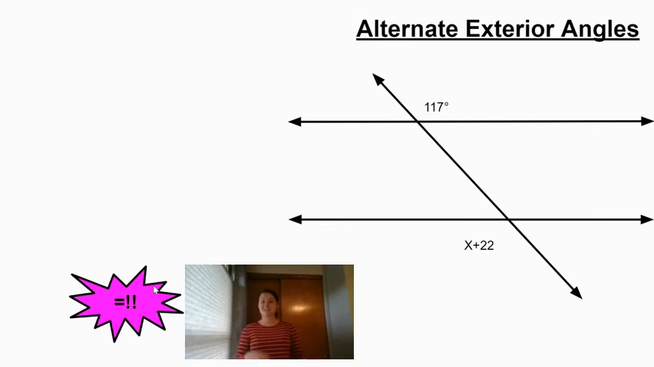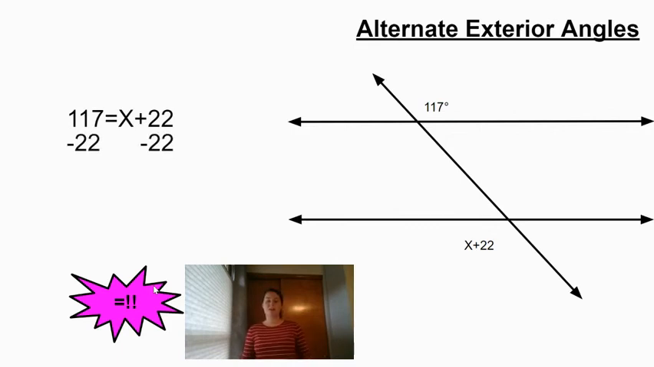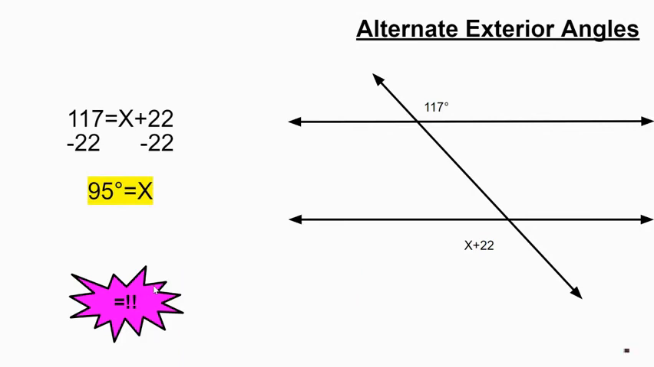What is my first step in setting up this equation? Setting 117 equal to x plus 22. Now, what's my first step in solving this equation? Subtract 22 from both sides. Awesome. And 117 minus 22 is 95 degrees. And now we know that x equals 95 degrees. And what did we do? We set them equal to each other and solved the problem.